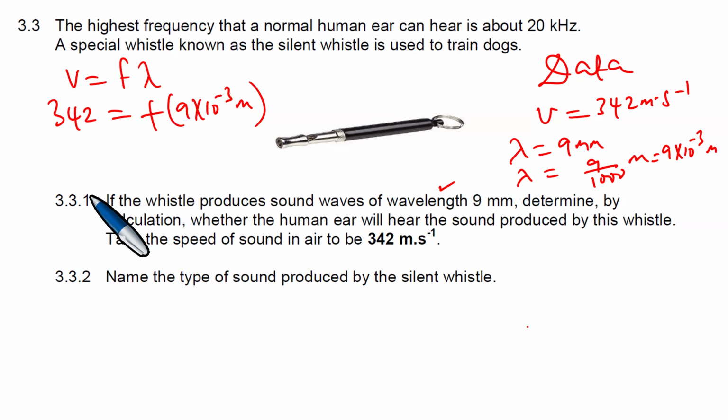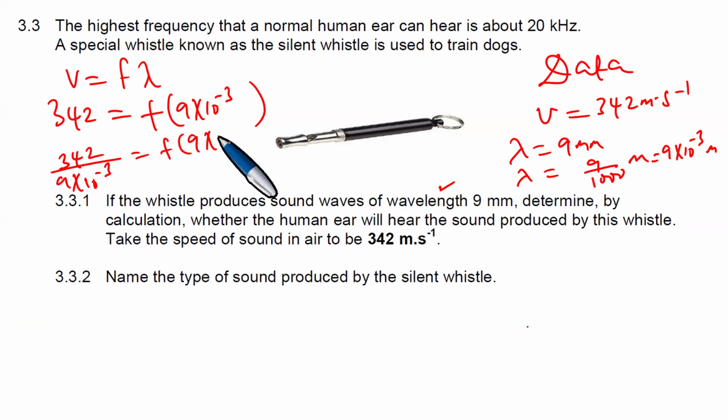Then you transpose. We transpose, so we have 342 divided by 9 times 10 to the minus 3. You can leave the units out of it. So we divide both left and right by 9 times 10 to the minus 3, and this one cancels.